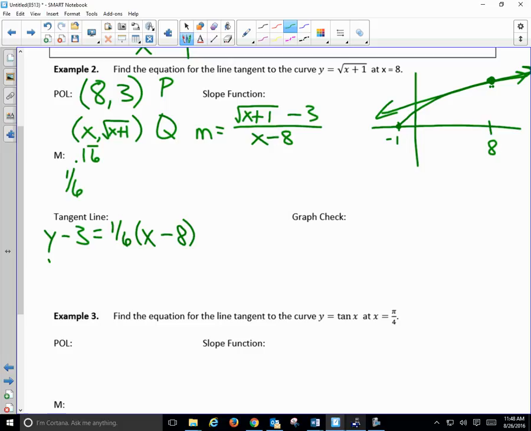I will multiply through: y minus 3 is equal to 1 over 6x minus 8 over 6, which is 4 over 3. 3 is like 9 over 3, so if I add that, we get y is equal to 1 over 6x plus 5/3.